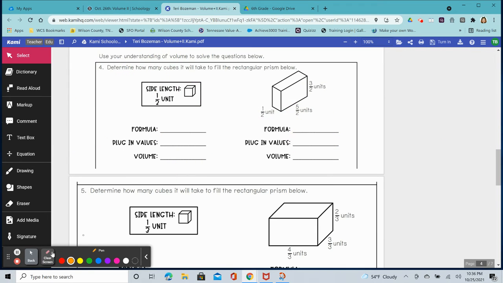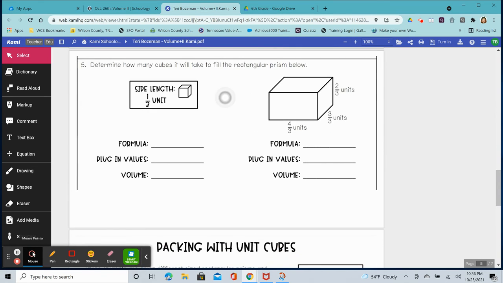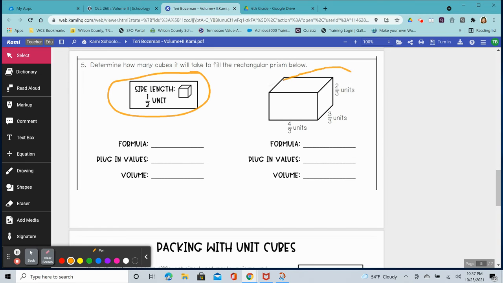So let's take a look at the next problem. Number 5 says determine how many cubes it will take to fill the rectangular prism below. So first, find the volume of each. And I want you to do some of this on your own before we actually go over it. So find the volume of the small and then of the large. So pause the video and do that on your own, please.